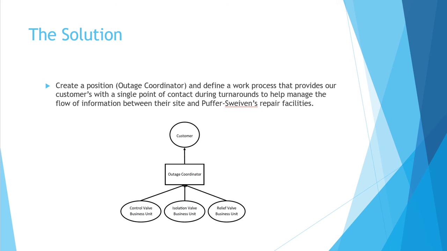In this model, you see 3 of our major business units report directly to the outage coordinator, and the outage coordinator reports directly to the customer. No longer is our customer waiting on 3 different people for information or calling 3 different people to ask questions. All they have to do is contact one person who will get them the information that they need.